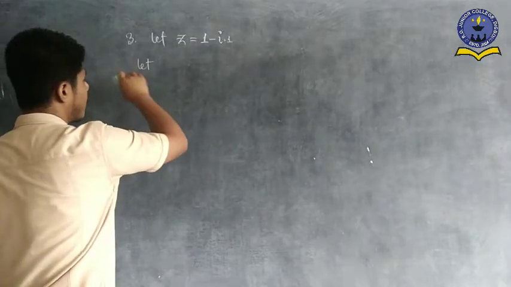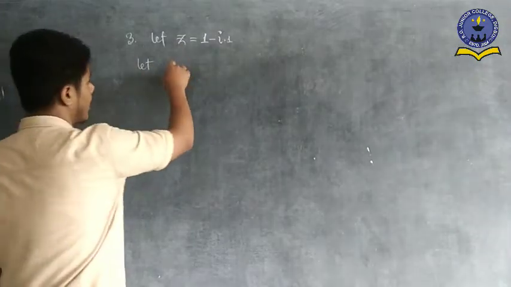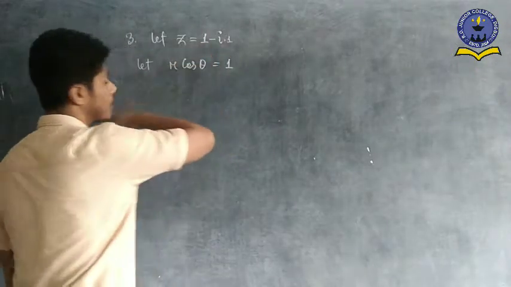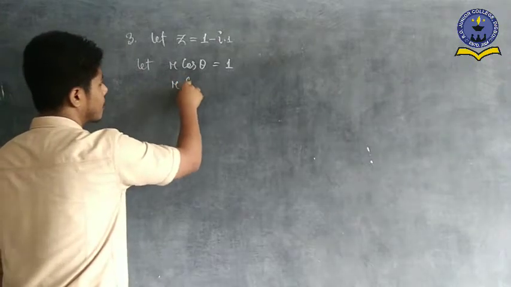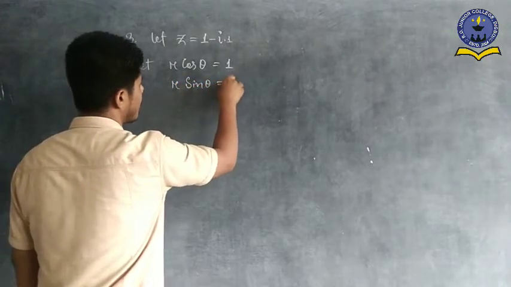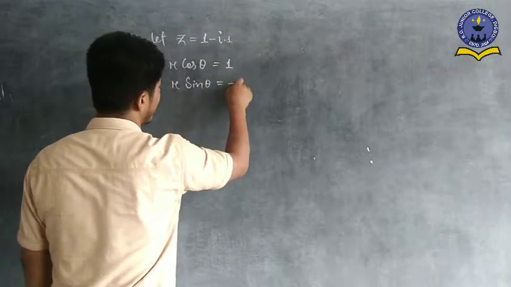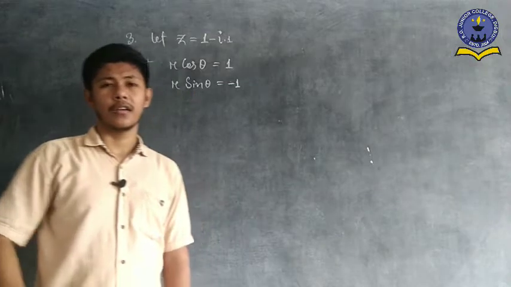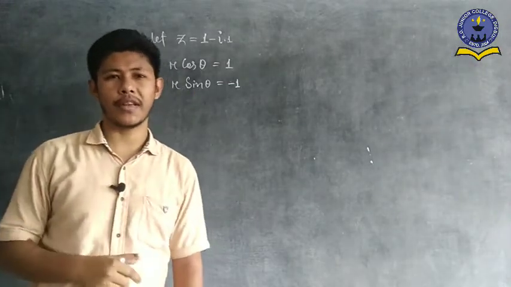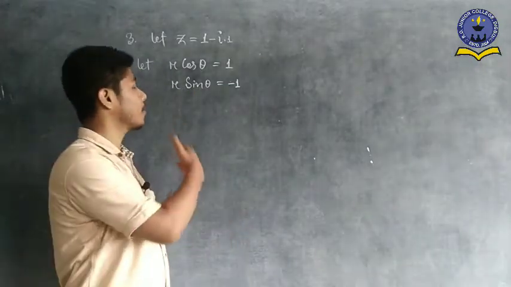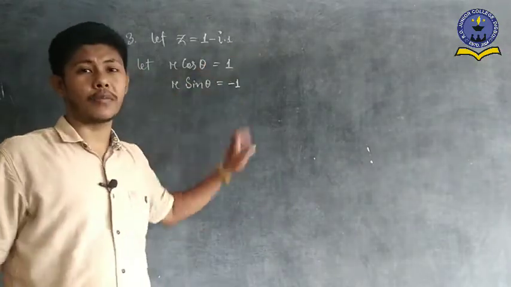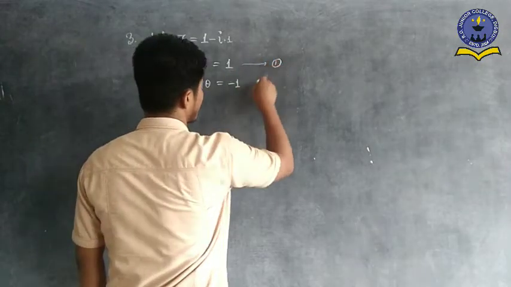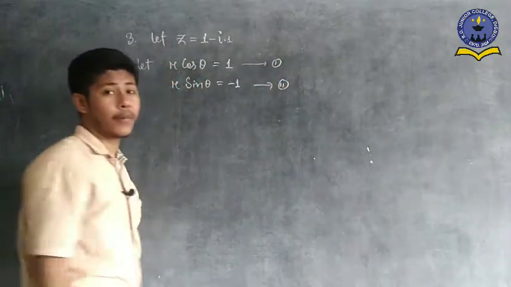First of all, we assume the polar form here. Let r cos theta equal 1. So this one is the real part, and r sin theta, so r sin theta equals what you have to write here. This one is also minus 1, you see, because the complex number given is 1 minus i, isn't it? We know the general form of a complex number is a plus ib. So in this case you have to write 1 and minus 1. Is it clear? Now after writing this one, we put this as equation number 1, and this as equation number 2.